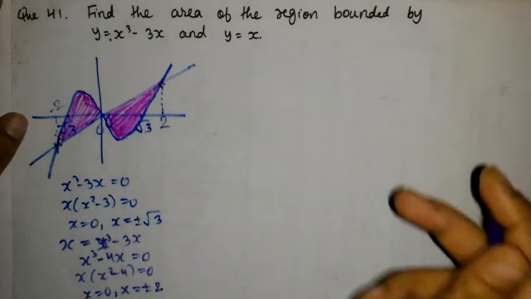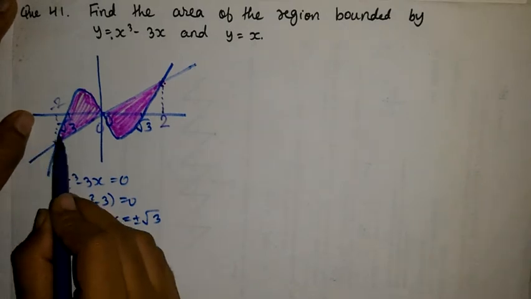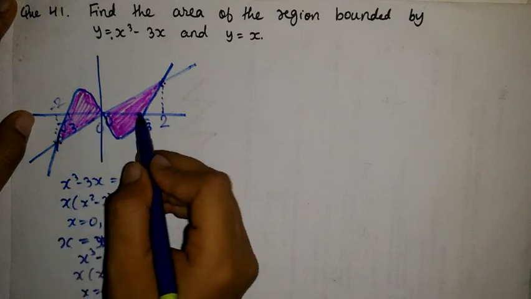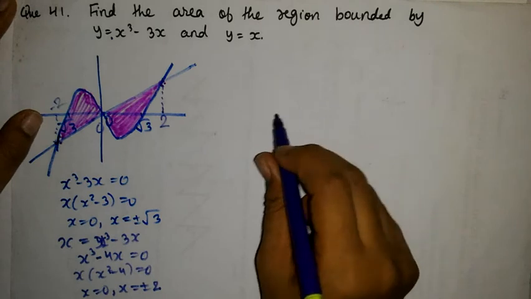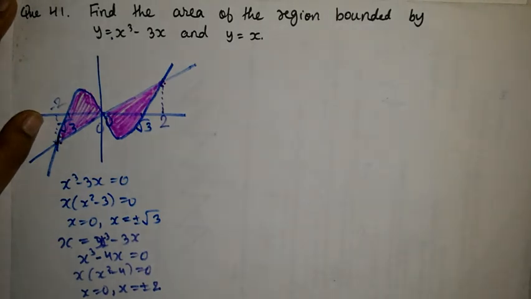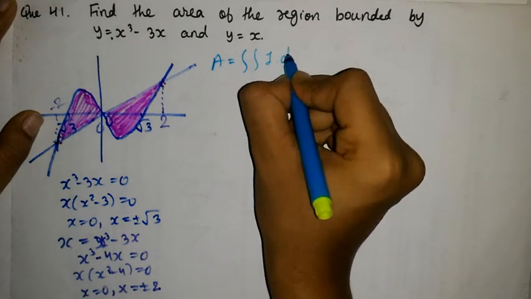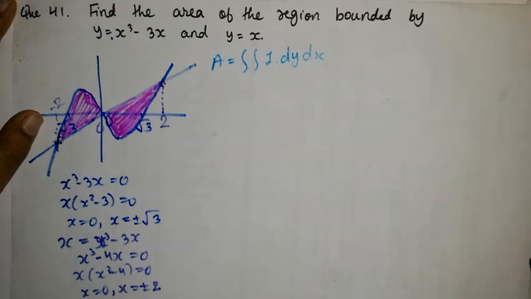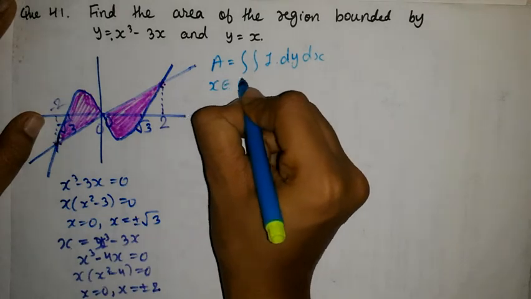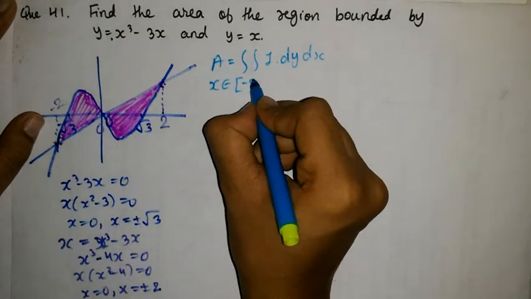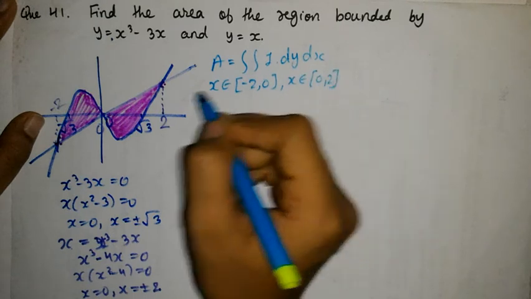At 3 it is intersecting, we can see that. So here we have to find the value of x. Let's divide this into 2 parts, because that will be easier to find the area. So we know that area is equal to double integration 1 into dy dx, because we have to find the limit of x. So first take x belongs to from minus 2 to 0, and for second let's take x belongs to 0 to 2, and it's dy dx.